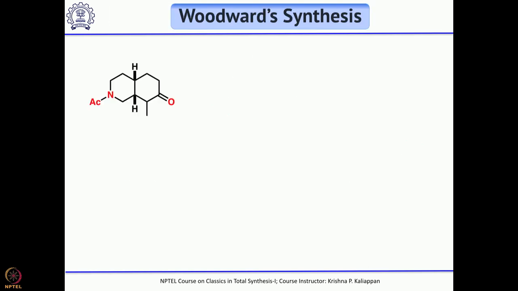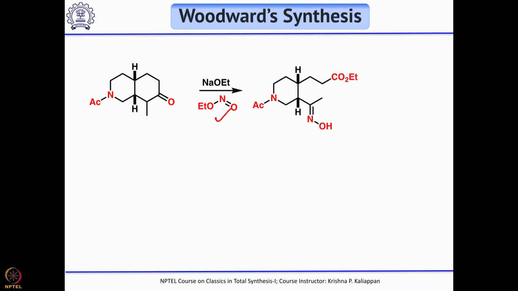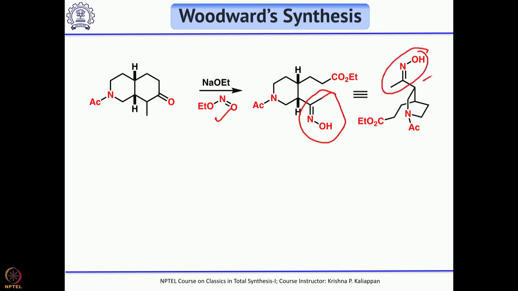So, he took the crystalline compound and treated with sodium ethoxide and this particular reagent. This reagent is known to introduce the NO group, the nitroso group, next to the ketone. So, when he did that, what he got was this compound. I will come to the mechanism of this a little later. Basically, the idea is to convert this into a double bond. You need a double bond, vinyl group, isn't it? Basically, the idea is to convert this oxime into a double bond. So, you can see this whole thing should be a vinyl group.